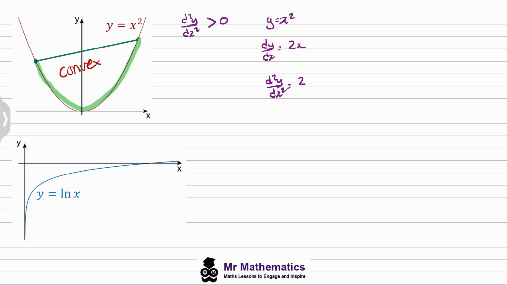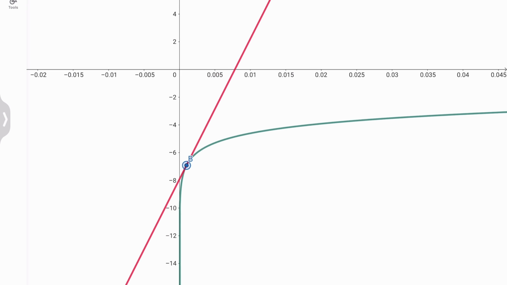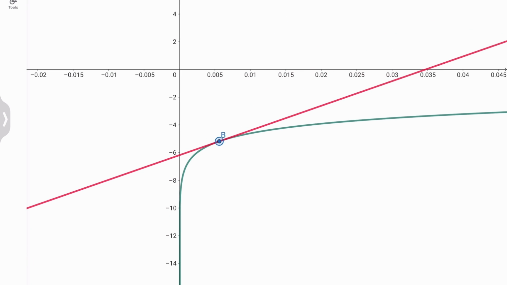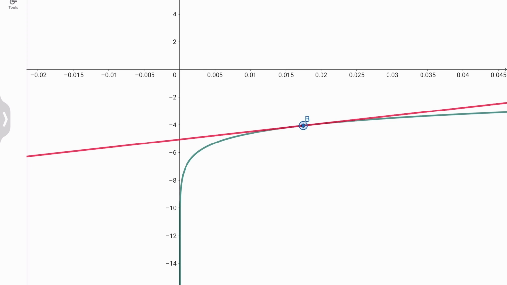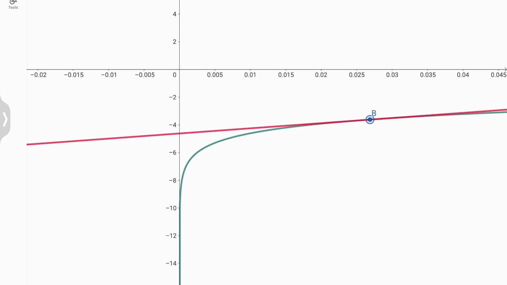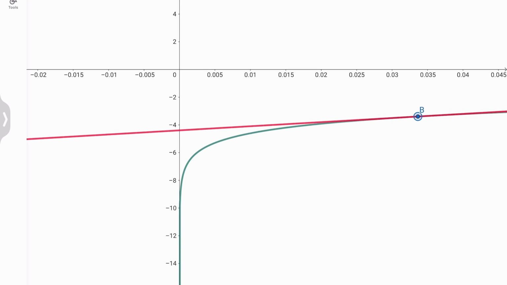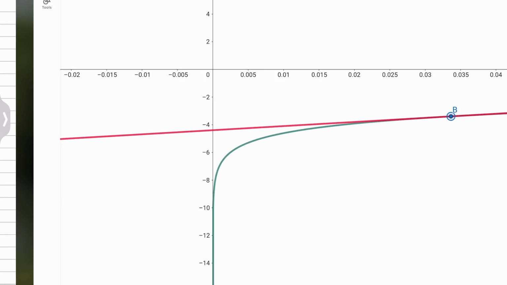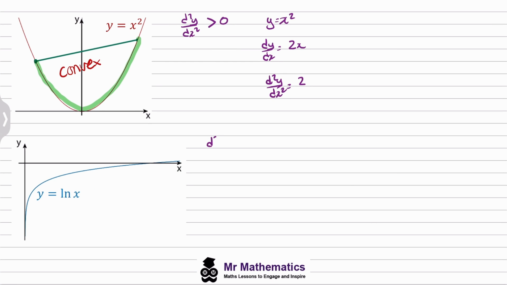Okay? If we look at y equals the natural log of x, again we'll go back to GeoGebra, you can see that the gradient of a tangent of the curve, as we increase the values of x, is always decreasing. It's always becoming less steep. Now it never becomes negative with this function, but the gradient also never increases. So if we go back to our notebook, because the gradient is always decreasing, we say that the second derivative is less than 0.